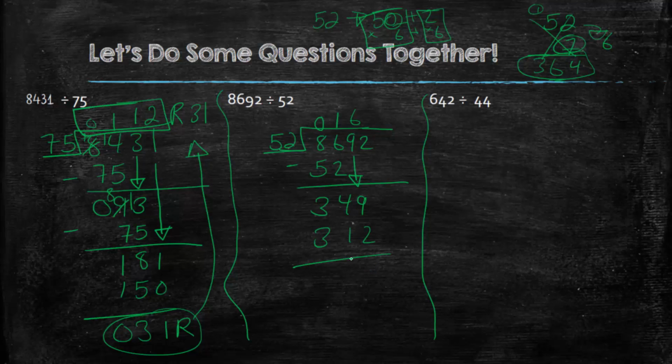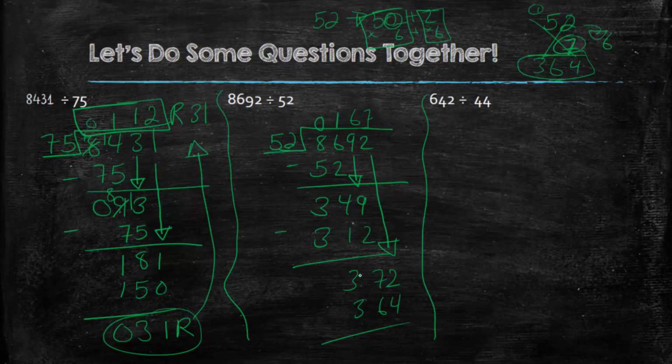So we know that's the answer. 9 minus 2 is 7. 4 minus 1 is 3. And we have 37 left. So we bring down the last digit, which is a 2. And we say, okay, how many times does 52 go into 372? Well, we know if we put 7, it's 364, which works perfectly. So the answer is 7. 7 times 52, we've already done that, 364.